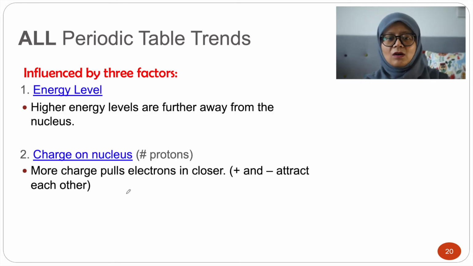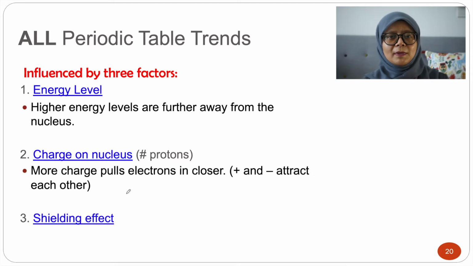So, all predictable trends are actually influenced by 3 factors. First one is the energy level. Higher energy levels are further away from the nucleus. The second one is the charge of the nucleus, or what we call nuclear charge. So what happens here? More charge will pull electrons in closer, meaning positive and negative will attract each other. And the third one is the shielding effect.